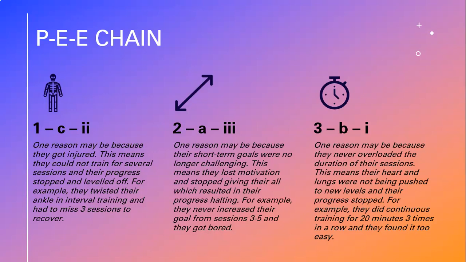And then finally, the final PEE chain is 3B1. One reason may be because they never overloaded the duration of their sessions. This means their heart and lungs were not being pushed to new levels and their progress stopped. For example, they did continuous training for 20 minutes 3 times in a row and they found it too easy. Again, a clear point with the why, clear evidence that matches and complements the point to show the effect, and then a clear example to solidify their answer.